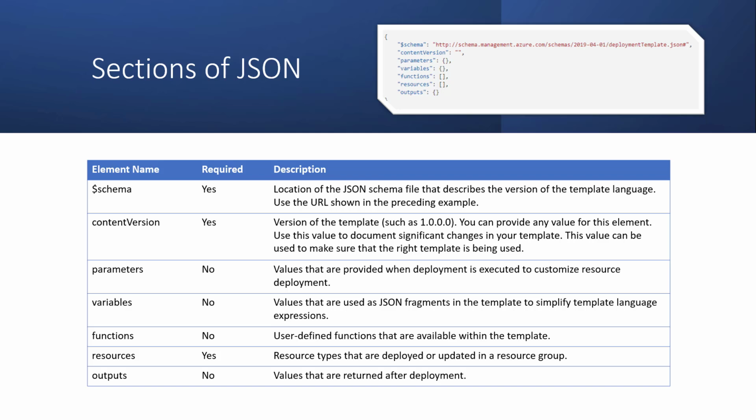A Resource Manager template can contain sections that are expressed using JSON notation, but aren't related to the JSON language itself. On the screen are examples of elements. Pause the video to review the elements and their description.